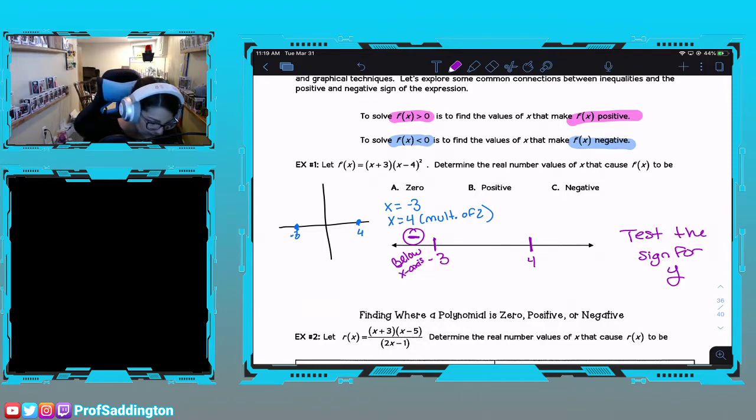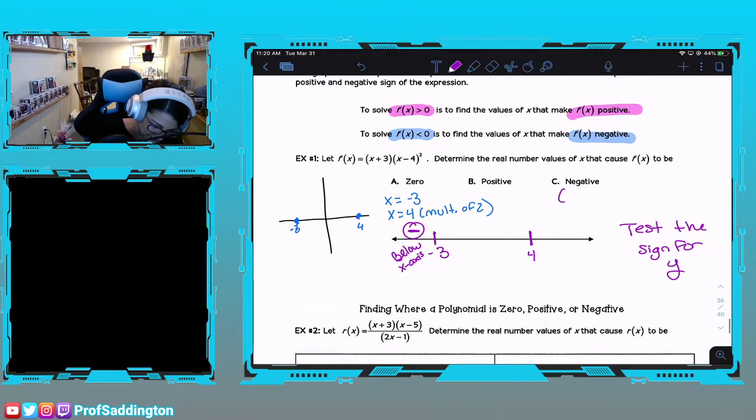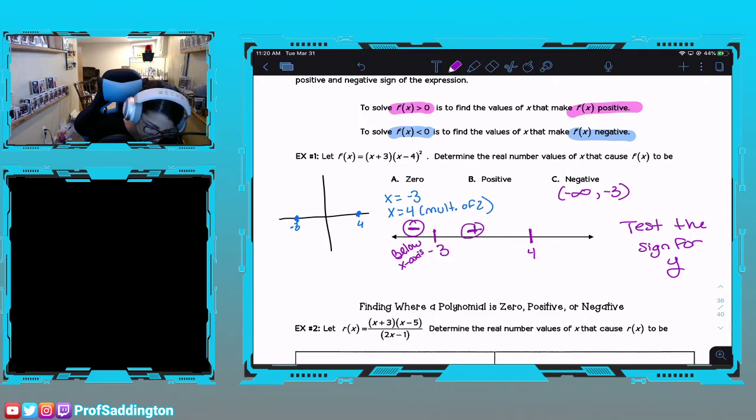So negative, that's going to be negative infinity to negative 3 so far. Then we pick a value between negative 3 and 4 to plug in. It really doesn't matter; we could plug in 1. We'd have 4 times some positive number because it's being squared, so that's positive, above the x-axis. So positive between negative 3 and 4.